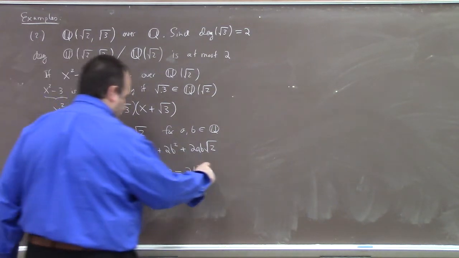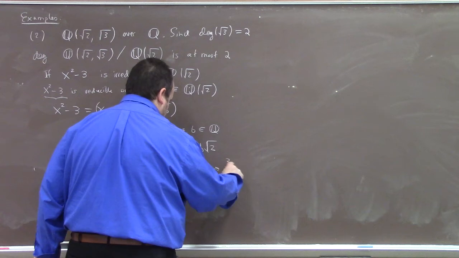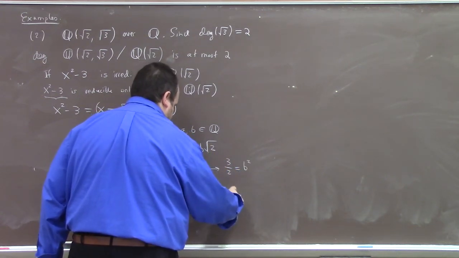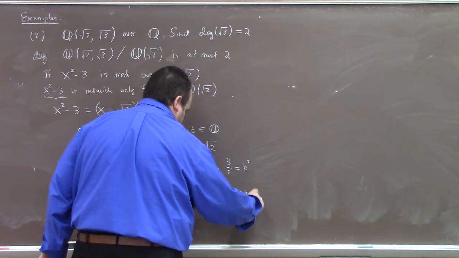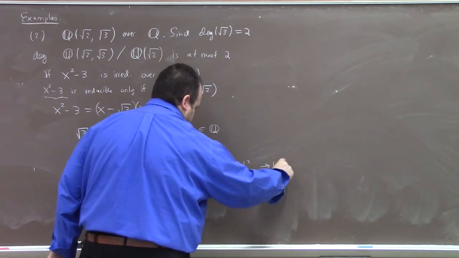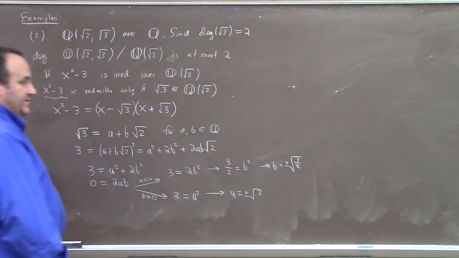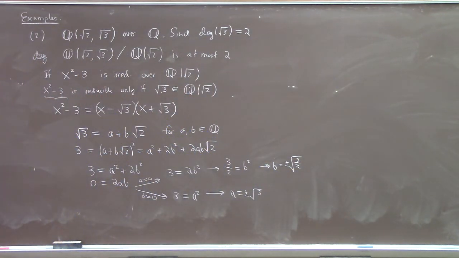Right, exactly. So this gives us 3 over 2 is b squared, or a is equal to plus or minus square root of 3. So b is equal to plus or minus square root of 3 over 2, which, of course, are not rational solutions. Therefore, indeed, x squared minus 3 is irreducible over Q adjoin root 2. What does that tell us?